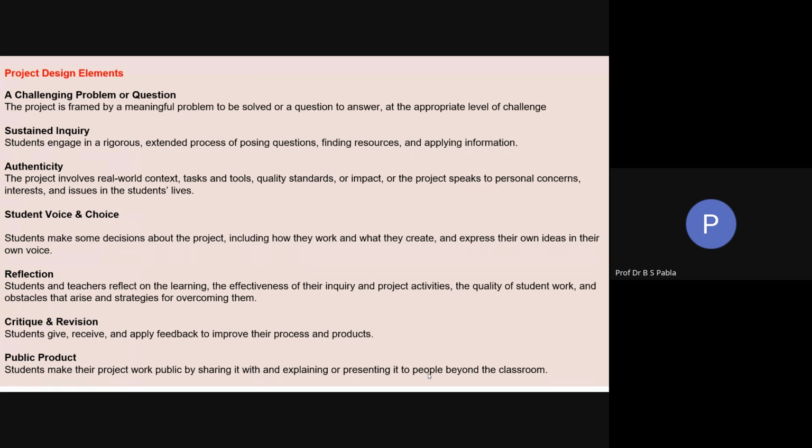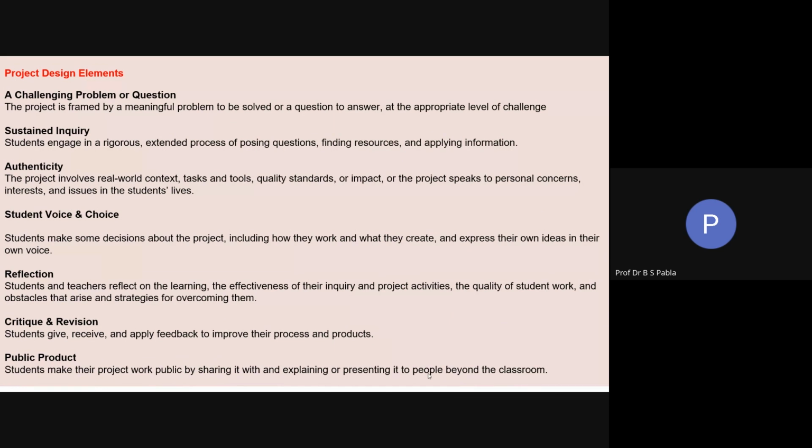Sustained inquiry. Students engage in a rigorous, extended process of posing questions, finding resources, and applying information. This is called the golden rule of project design in PBL. Authenticity. The project involves real-world context, tasks and tools, quality standards or impact, or the project speaks to the personal concerns, interests and issues in the students' lives. The level has to be where the students can solve it.